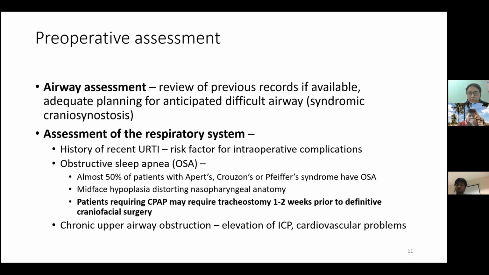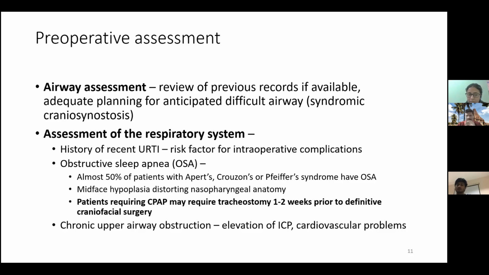So all the difficult airway equipment should be readily available, and most importantly, trained anesthesiologists with adequate expertise in management of pediatric difficult airway should be readily available in the theatre. Assessment of the respiratory system: we have to ask for history of any recent upper respiratory tract infection, because that can be a risk factor for significant intraoperative respiratory complications and postoperative morbidity.